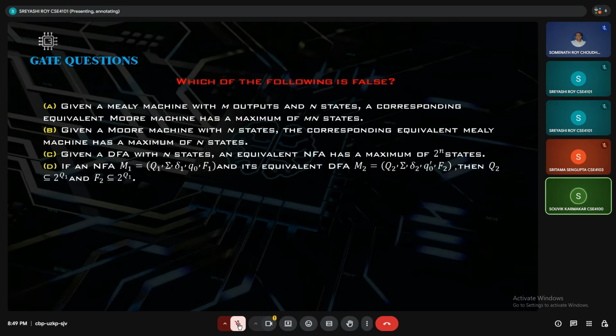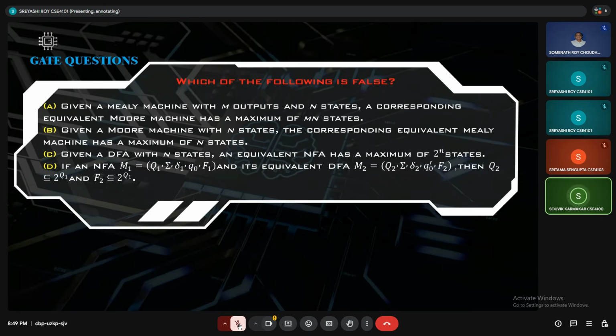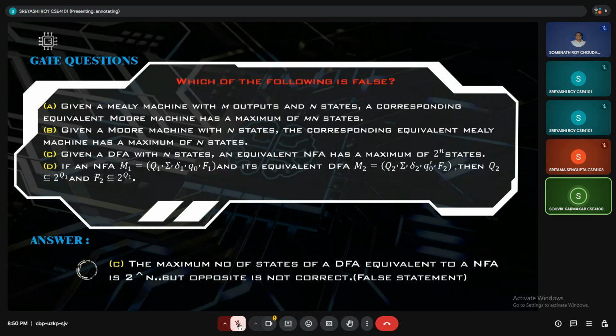So here the GATE question asks us to identify which statement is false among four concepts. Option A states that converting a Mealy machine to a Moore machine can result in at most m cross n states, which is correct. Option B says a Moore machine with n states can be converted to a Mealy machine with at most n states. This is also correct.